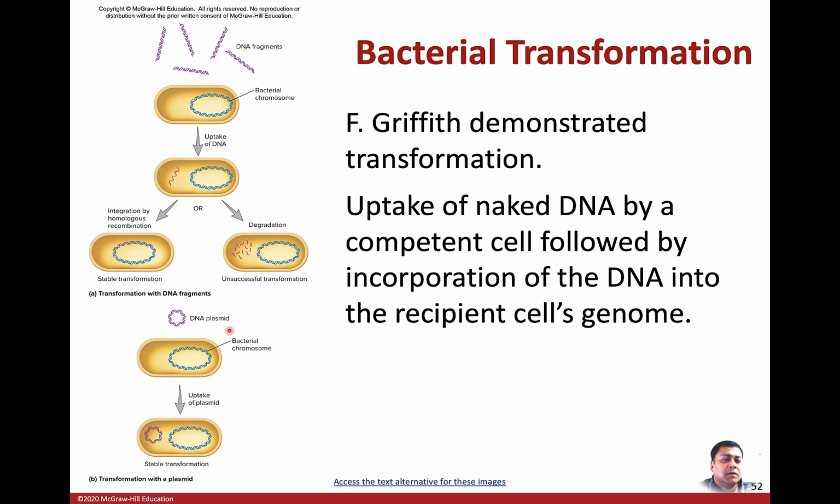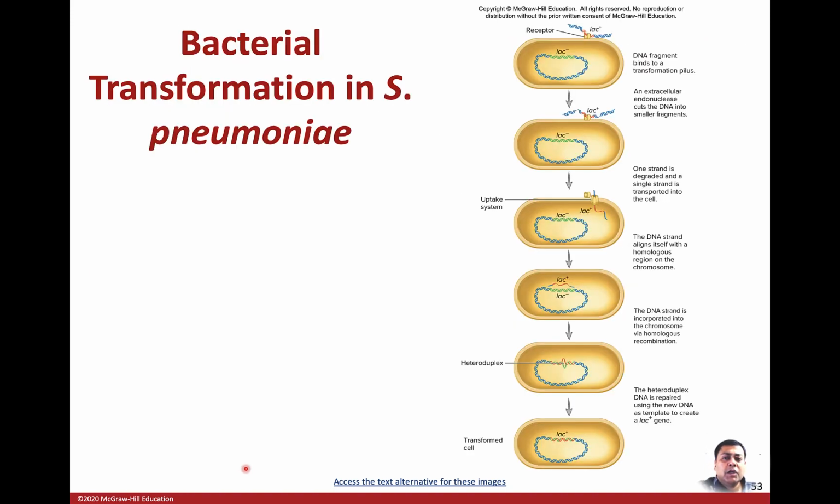On the other hand, a double-stranded DNA plasmid can also go into the cell and stay separate from the chromosome. There are some particular bacterial genera which are very good at this. One of these is Streptococcus pneumoniae. They can take up DNA from the environment, or transform, very, very well.